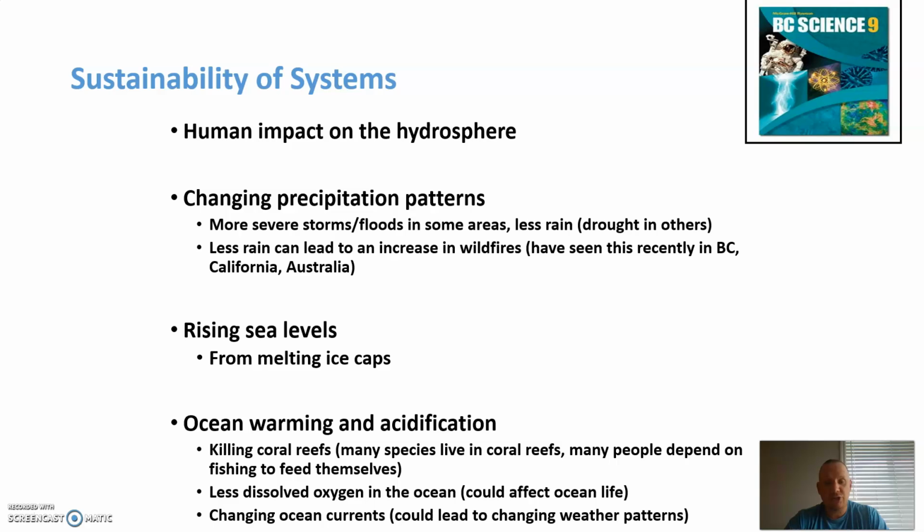And also changing ocean currents. So if the ocean currents are dependent on heating, the sun heating certain parts of the ocean, which creates convection currents. So if that changes or more fresh water gets added in certain places from ice caps melting, that could change ocean currents, which will change weather patterns as well.